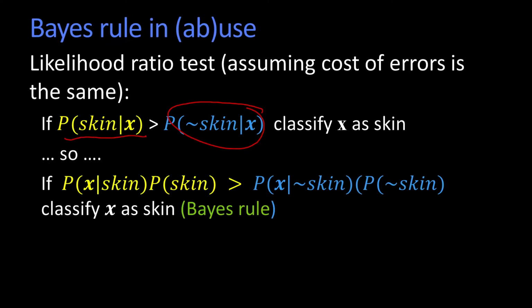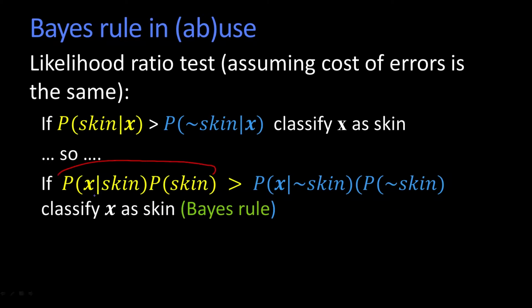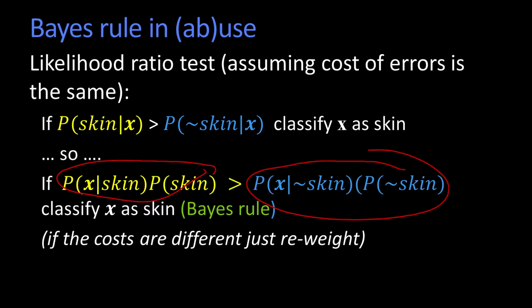So using Bayes' rule, P of skin given x is just P of x given skin times P of skin. P of not skin given x is P of x given not skin times P of not skin. So if this quantity is greater than this whole quantity, we're going to classify x as skin. This is just a direct use of Bayes' rule. And as I said before, we would change the weights on two sides of that equation if the costs of making the mistakes were not symmetric, all right?